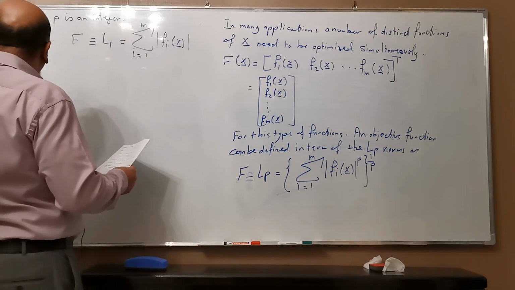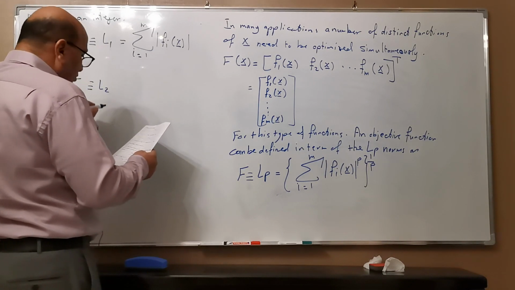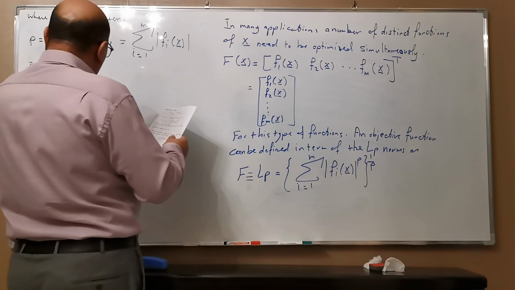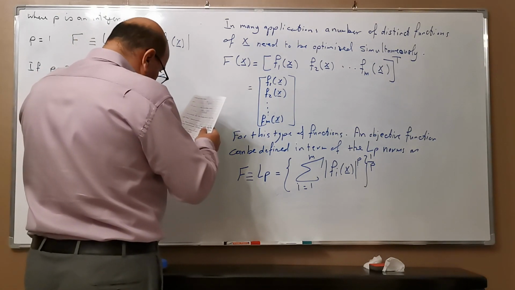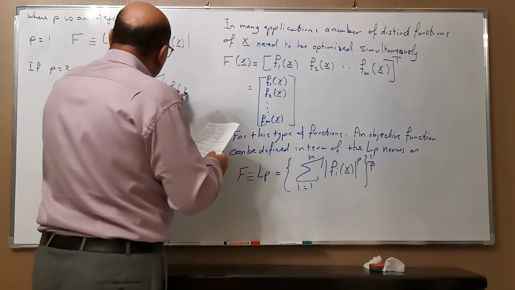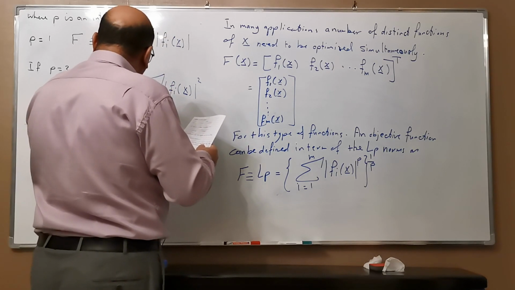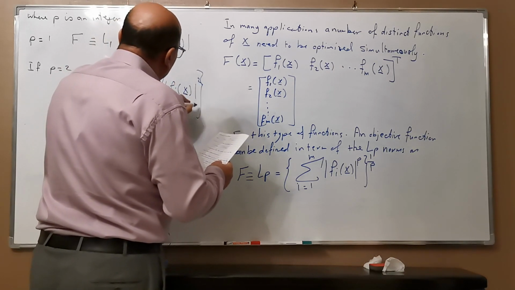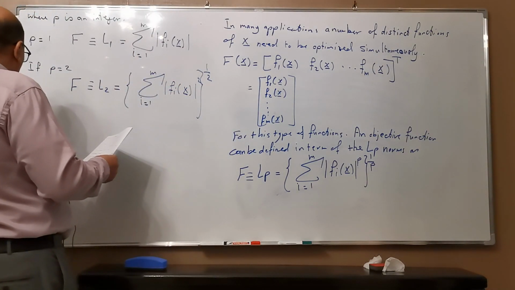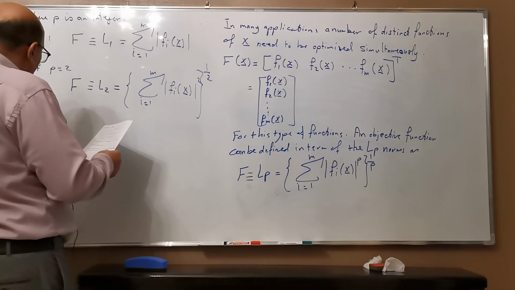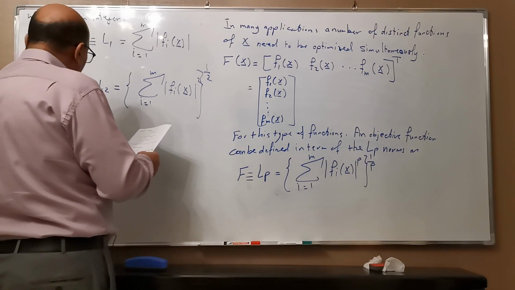If p equals 2, then f is equal to L2, the L2 norm, which is the Euclidean norm, and this is equal to the summation of f_i of x magnitude squared from i equals 1 up to m, to the power 1/2. And this is called the Euclidean norm.